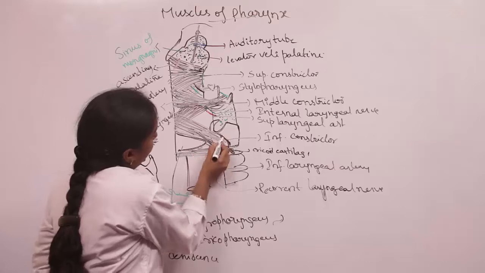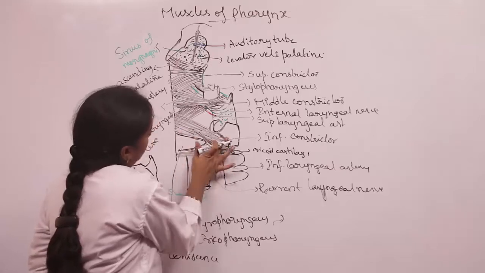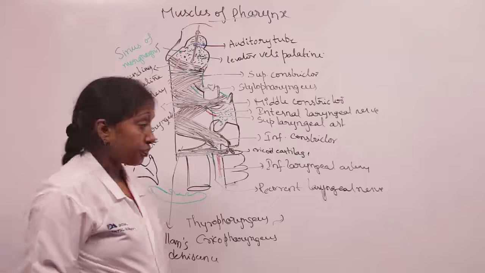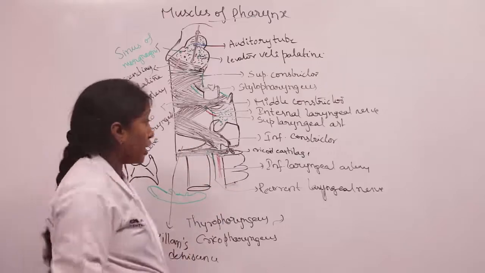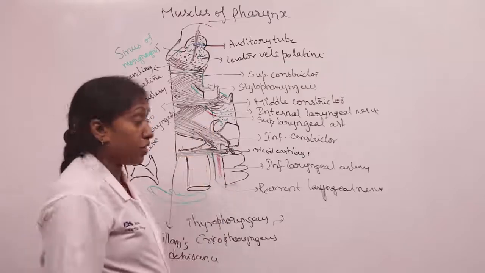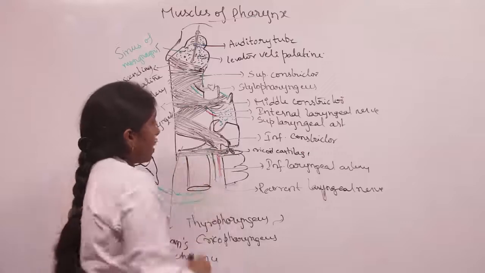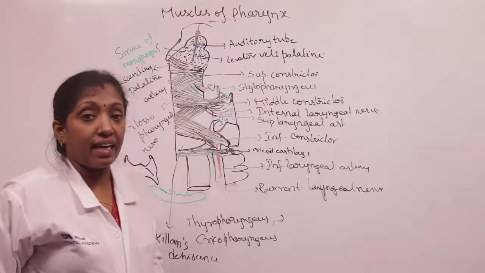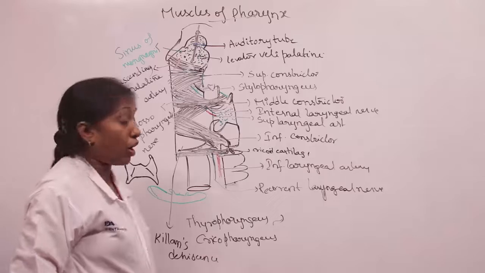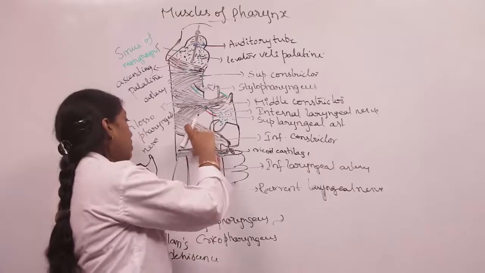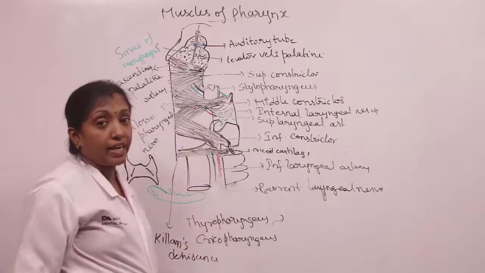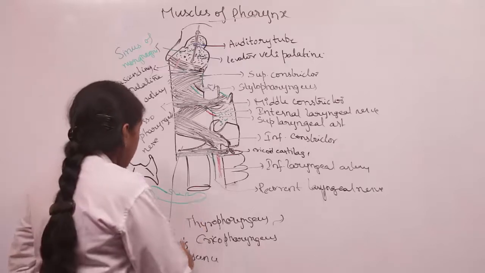See here, this is the oblique line of thyroid cartilage. See the thyropharyngeus part of the inferior constrictor arises, and it overlaps the lowest fibers of the middle constrictor. And coming to the cricopharyngeal part, it arises from the cricoid cartilage as well as the tendinous arch of the cricoid muscle. And between the thyropharyngeal part and cricopharyngeal part, we have a weak area present, Killian's dehiscence.